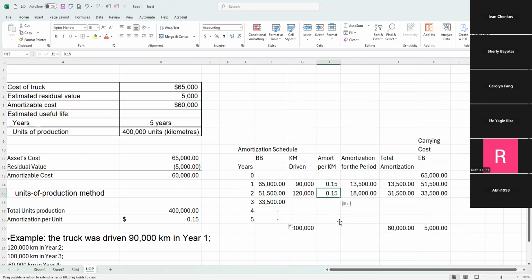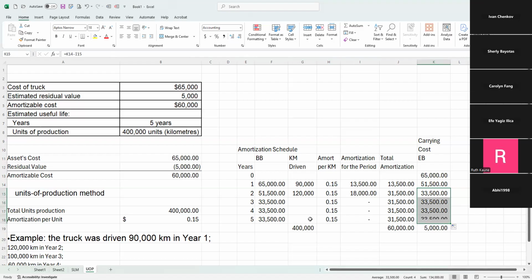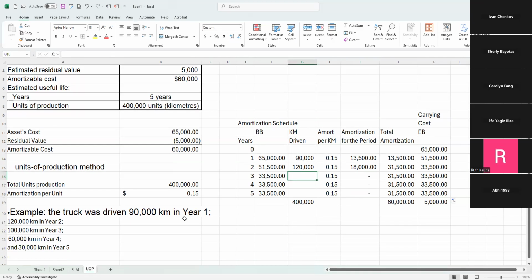And now I can drag those formulas. I can drag this one, this one down, this down, and this one down. The last thing left is to plug in the numbers, the kilometers, here. So how many kilometers am I driving next year? Year 3, 100,000. Year 4, 60,000. Year 5, 30,000.